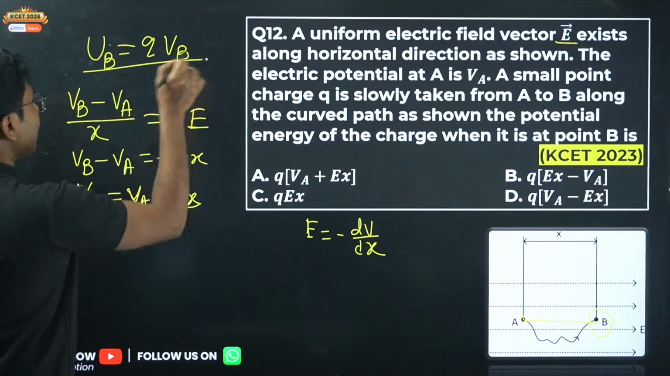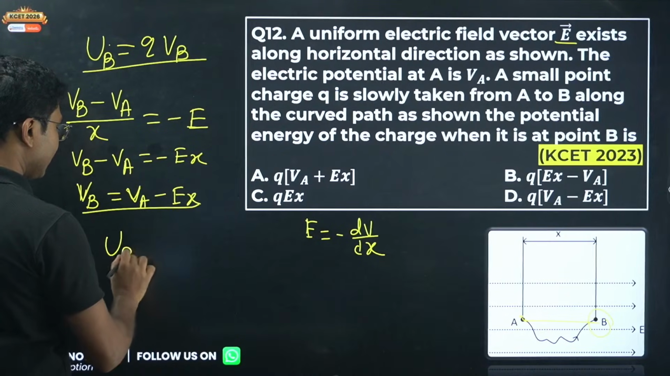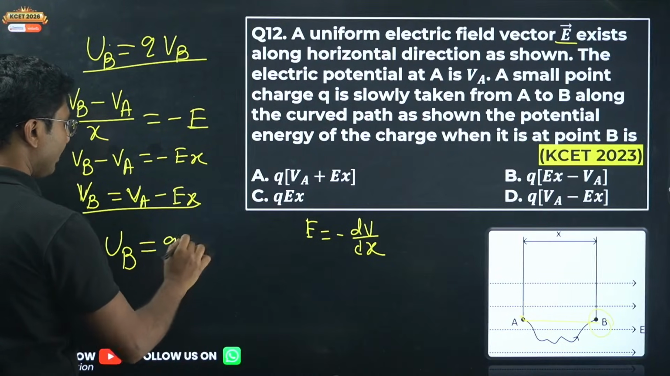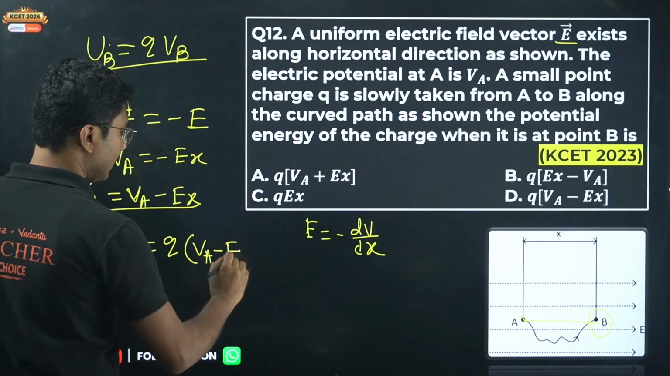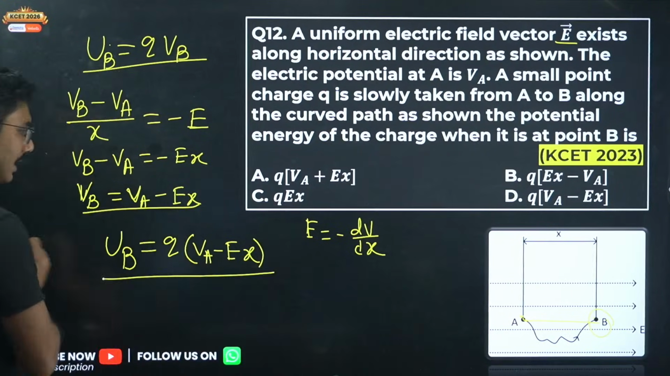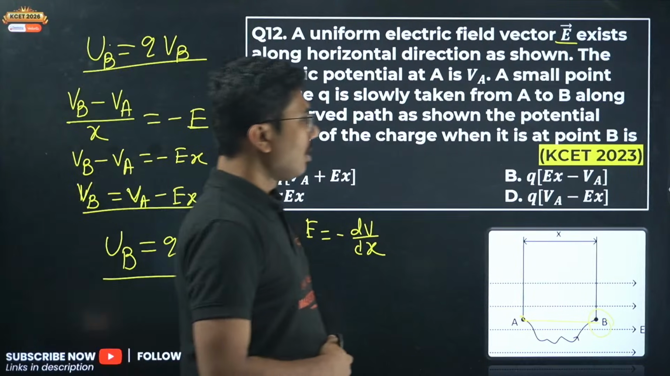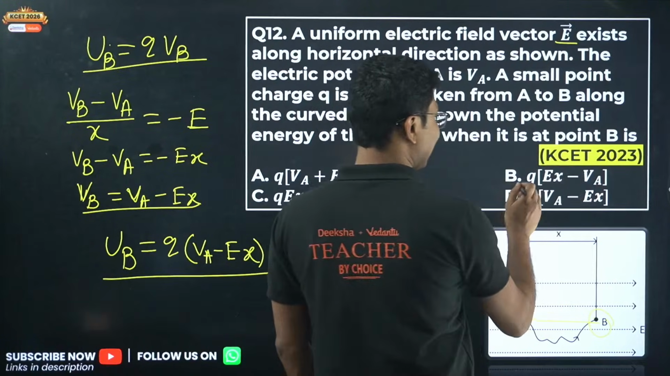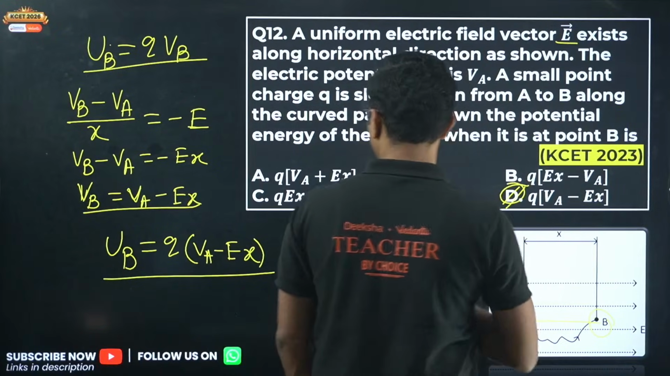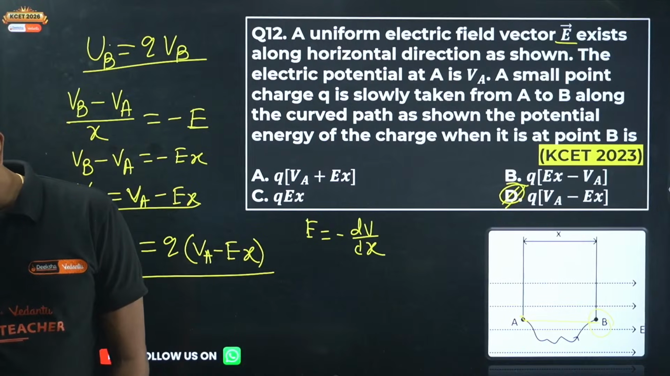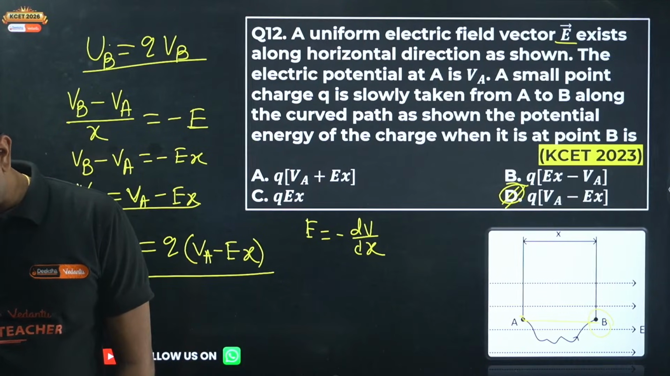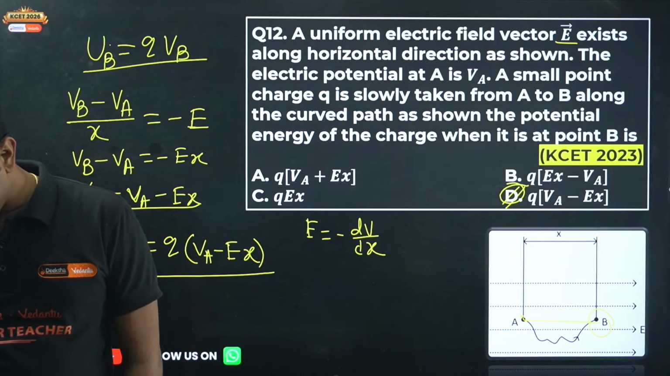Now as we have mentioned, electric potential energy is very simple, it must be equal to Q into VB. VB is VA minus E into X, so the correct answer is Q into (VA minus EX), that is option D, not option A, not option B, but option D. Yes, Kishore is correct, Manjunath is correct, Supriya is also correct.